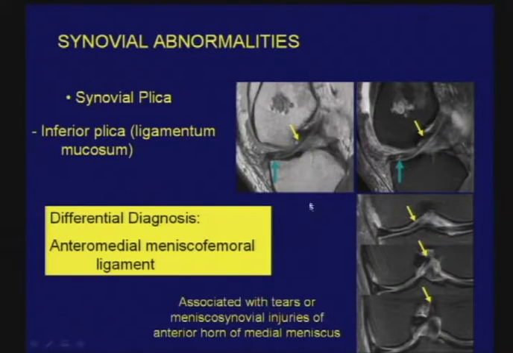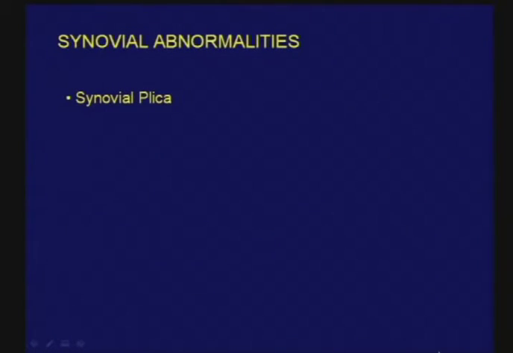Here's an example to show it. This is a prominent one, anteromedial meniscofemoral, attaching to the meniscus with a tear at the point of attachment. You can see that that ligament can create regions of low signal, linear or circular, that can simulate pathology.